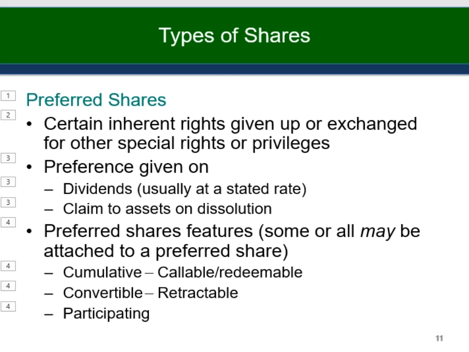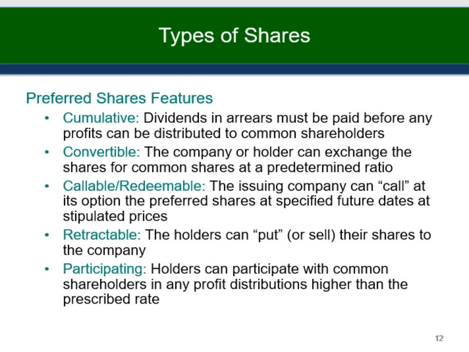If we issue special classes of shares with preferential rights, they're usually called preferred shares. A common type of preference is that they have a prior claim on earnings and a prior claim on assets upon dissolution. Preferred shares can be cumulative, convertible, callable, redeemable, retractable, and or participating. So the list at the bottom of the slide here includes all of those items. So let's spend a moment to talk about what all of them mean.